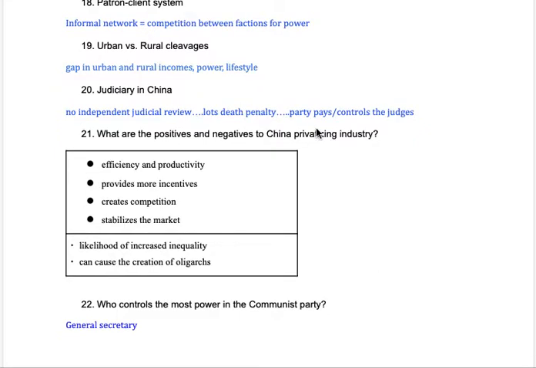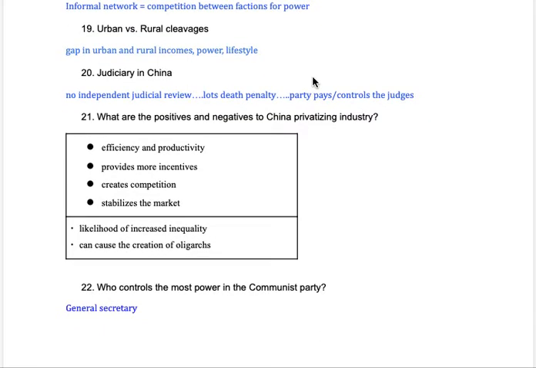In China, you have a big urban versus rural cleavage. The incomes are very different, and power resides with the money, but people in the rural areas are also taken advantage of. The judiciary in China has no independent judicial review, and there are lots of executions and death penalties. The party pays and controls the judges that are working.